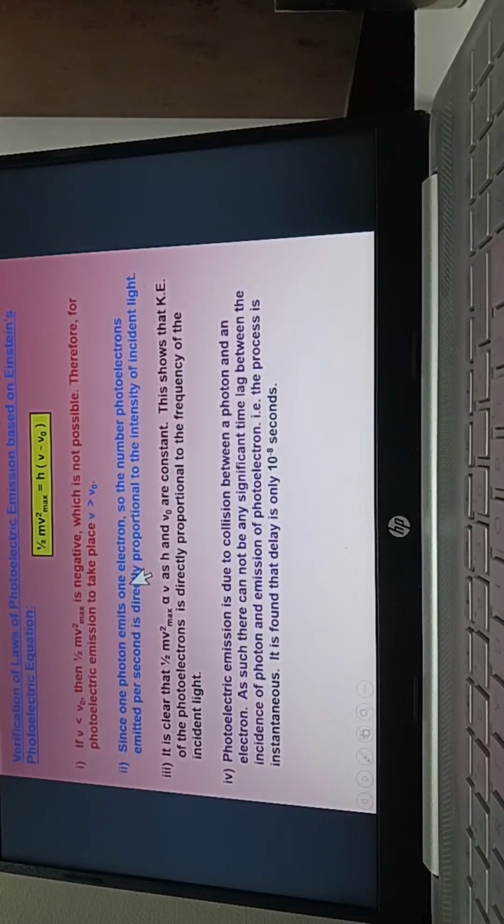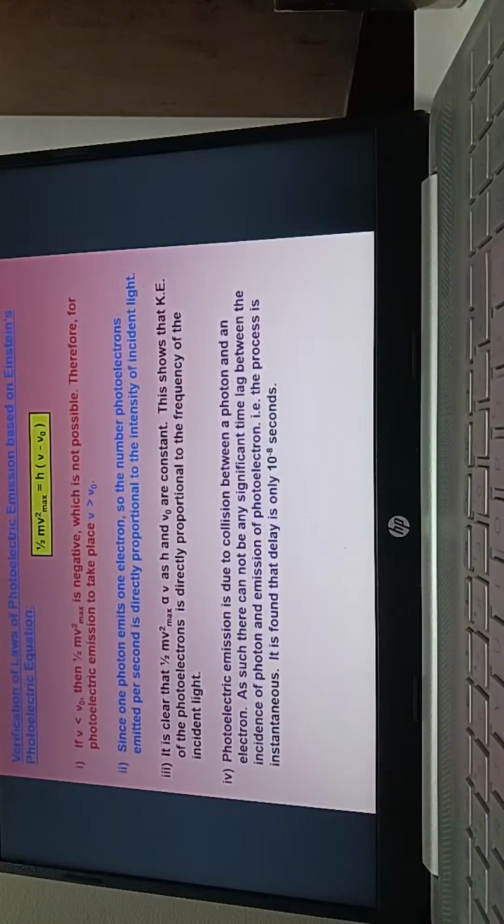Since one photon emits one electron, the number of photoelectrons emitted per second is directly proportional to the intensity of light, not the frequency. Please remember, for a long time I have been repeatedly insisting you understand this. There are two parameters you have to remember. One, classical mechanics says if intensity increases, photo emission energy increases. That is wrong.